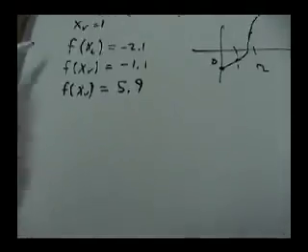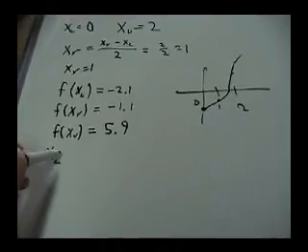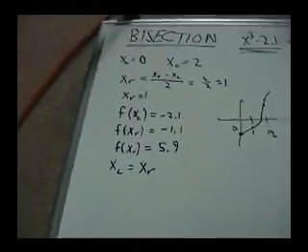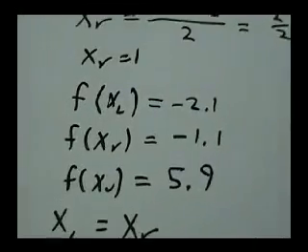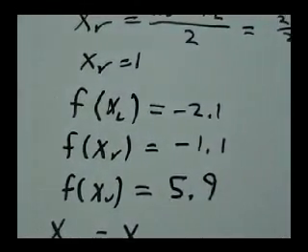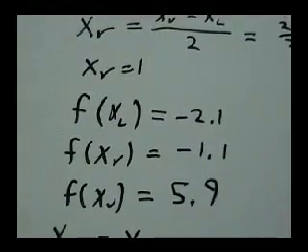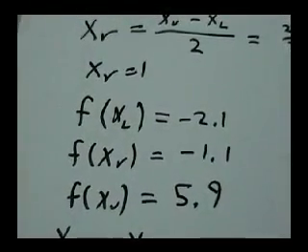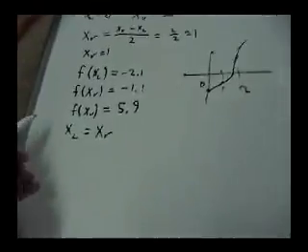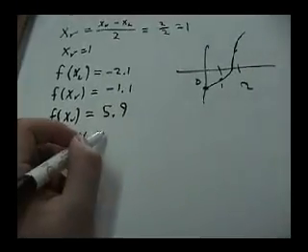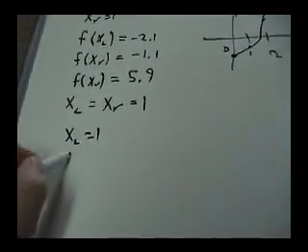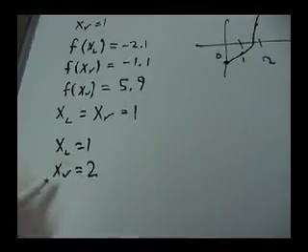So we now adjust our x lower to be equal to our xr. And now a quick way to do this, instead of having to always draw a graph and visualize it, you always look for which has the same sign. If f of xl and f of xr have the same sign, that means your new xl will be your old xr. So xl is equal to xr, which is equal to 1. So xl equals 1, and x upper equals 2.